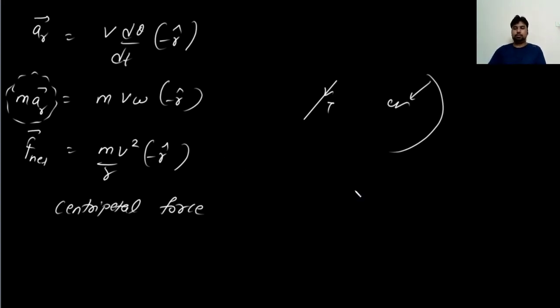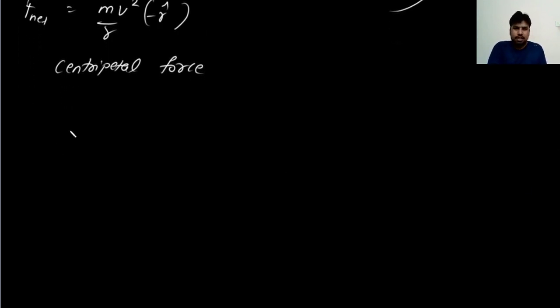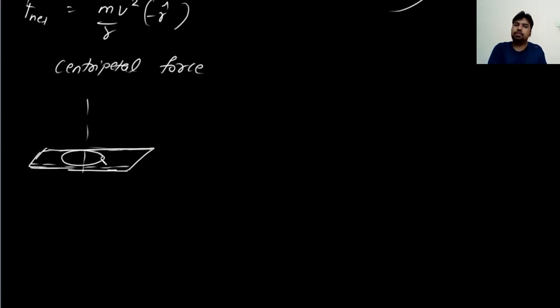Okay, now let's take a very basic example. There is a particle on a table which is trying to go in a circular fashion because of the friction force. So let's say this is a horizontal table. It's a horizontal table.